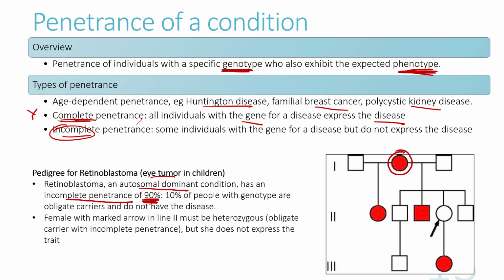The other 10% seem normal, so they don't have the disease, and they are called obligate carriers. An example of a person with the genotype who does not have this disease is this female with this arrow on it, right? We can say that this person does not have the phenotype, even though they have the genotype. And lo and behold, when they have a girl, the genotype is passed down, and her daughter would actually exhibit the condition, right? So this is an example of incomplete penetrance of a condition.